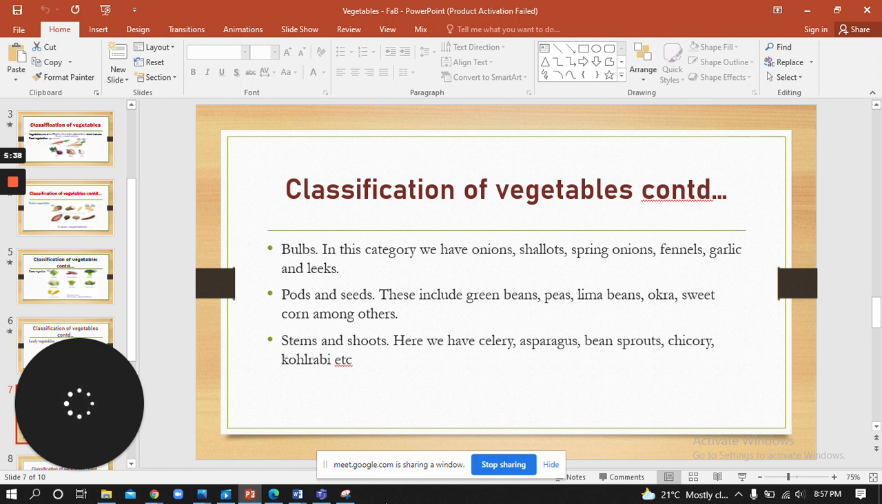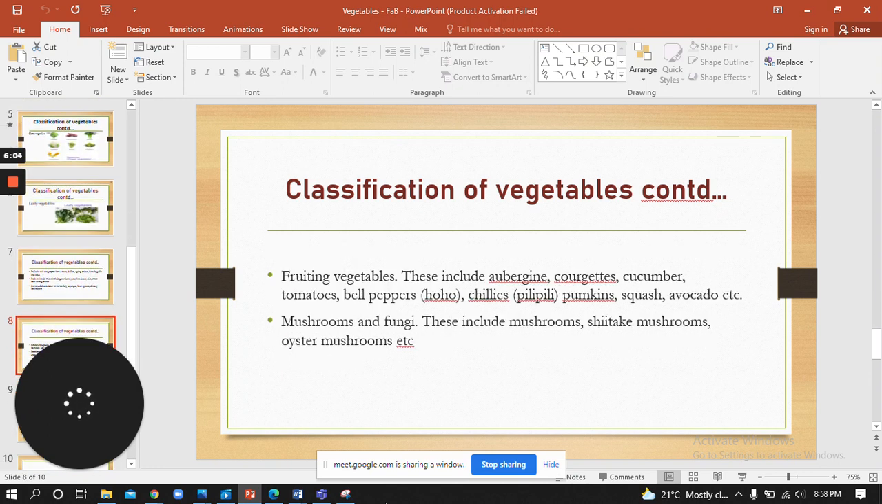We have another category of stems and shoots, the vegetables that in that particular plant come in form of stems or in form of shoots. In this category, we have celery, we have asparagus, we have bean sprouts, we have also others which we may not be very familiar with in this country, like chicory and kohlrabi. But as we continue learning, we shall come to know of them better.